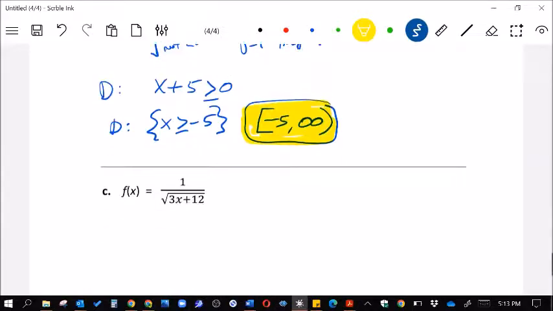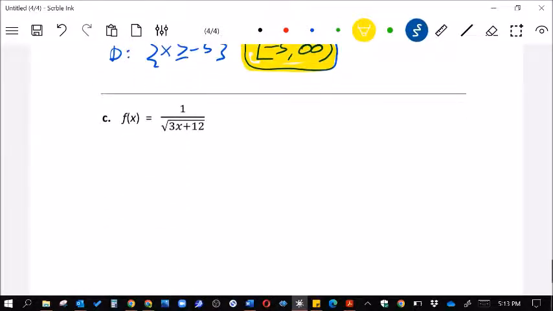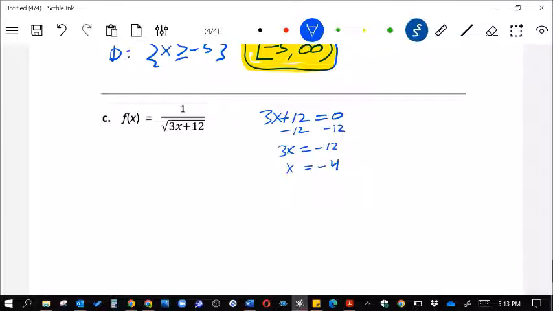Let's put them together now. In this case, sometimes putting them together doesn't make a difference. So first thing is 3x plus 12. 3x plus 12 cannot equal 0. So let's find out what would make it 0. Minus 12 on both sides, 3x equals -12. Divide by 3, x equals -4. So -4 is a number that would make this the square root of 0, and 1 over the square root of 0 would be 1 over 0, and you can't divide by 0. So that means x cannot be -4.